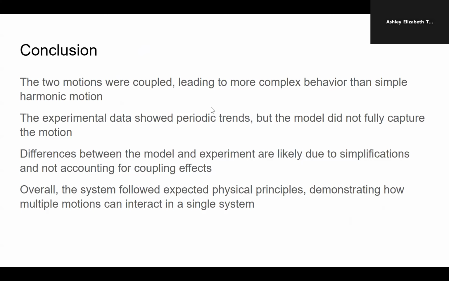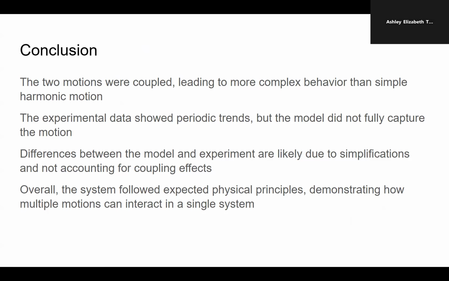When comparing the experimental data to the model, we observed that the model did not fully match the actual motion. This is likely due to simplifications in the model, particularly the fact that it does not fully account for the coupling between the two types of motion. Despite this, the overall trends in the data were still consistent with what we expect from physical principles. Additionally, the motion appeared to remain periodic, and the system generally followed expected physical behavior.